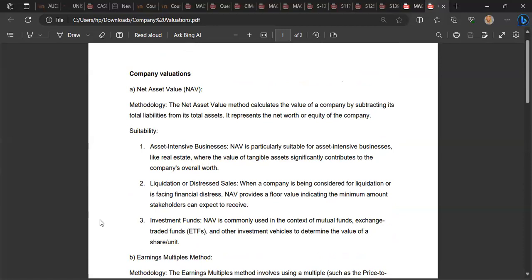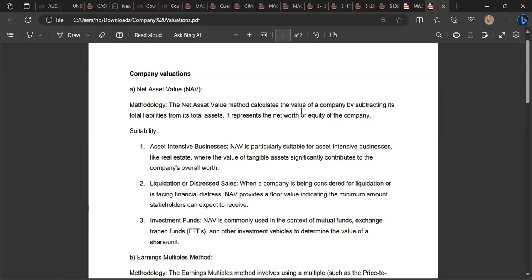So what is the net asset value method? Here, the net asset value method basically calculates the value of the company by subtracting the total liabilities from the total assets. So this represents the net worth or equity. Remember, when we are buying a company or investing in a company, in terms of ownership, you are investing in the equity. You are buying equity, right? Which is going to be expressed in the ordinary shares. That's what you are basically doing.